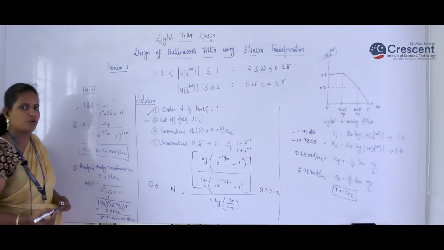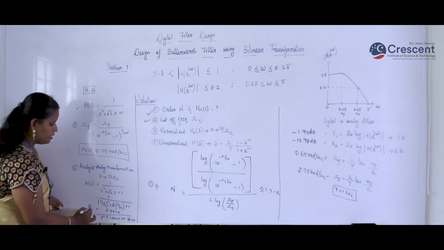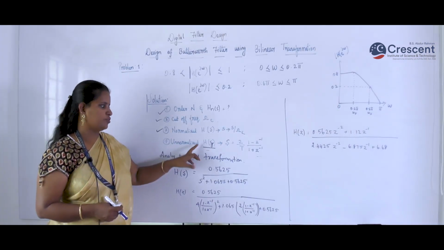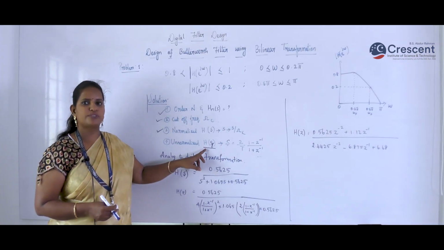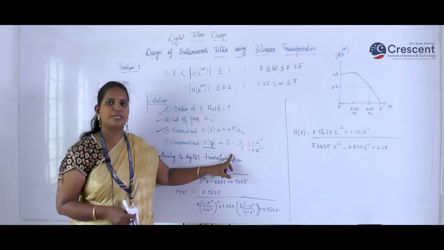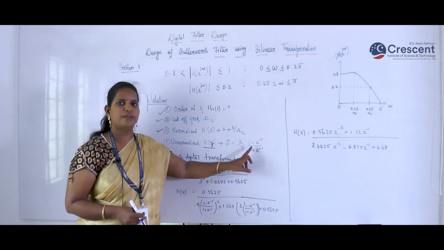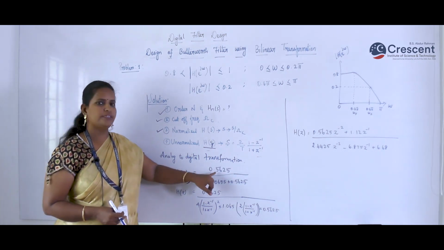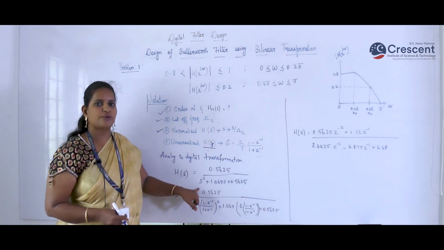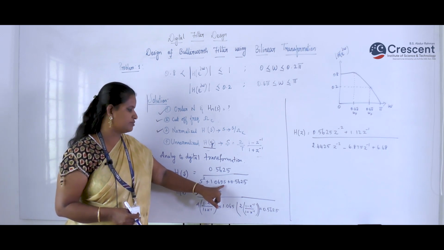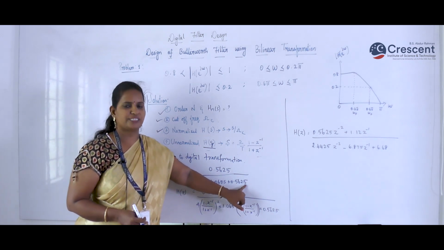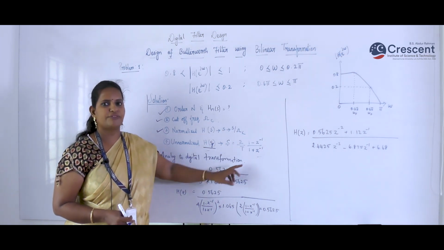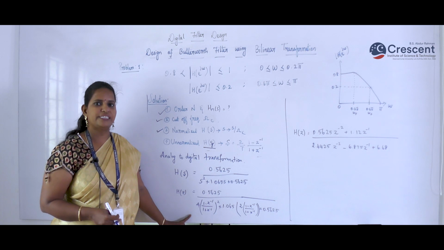So this is the solution of H(s) under the normalized condition. After calculating H(s), we have to calculate H(z), where we have to replace the value of s as (2/T)(1 - z^-1)/(1 + z^-1). H(s) is 0.5625 divided by s^2 + 1.065s + 0.5625. We are replacing s with (2/T)(1 - z^-1) divided by (1 + z^-1). As we know, T is equal to 1.